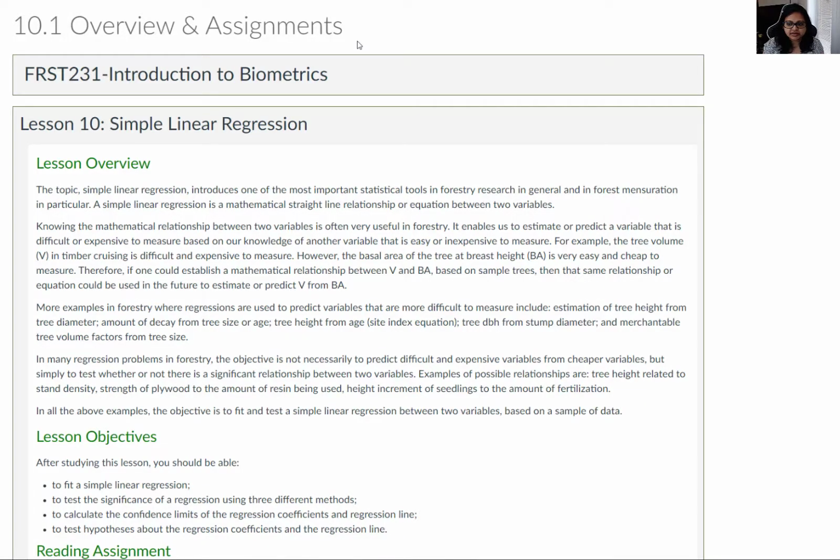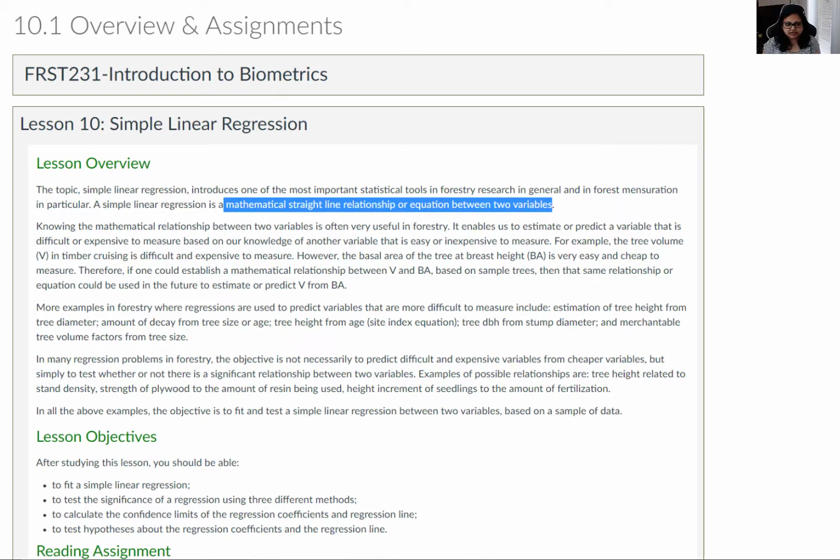Hello everyone. Today we will be learning how we can fit a simple linear regression. There could be many types of regression modeling, but we will only learn about how we can develop a simple linear regression. That means basically we need to find, given a data set, what will be the mathematical straight line so that we can show the relationship between two variables.